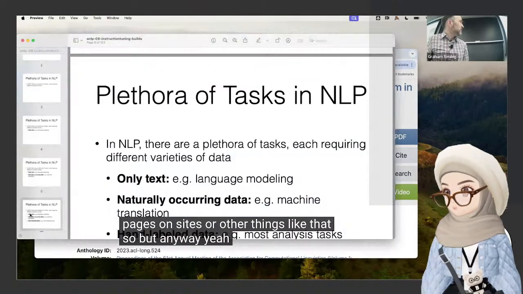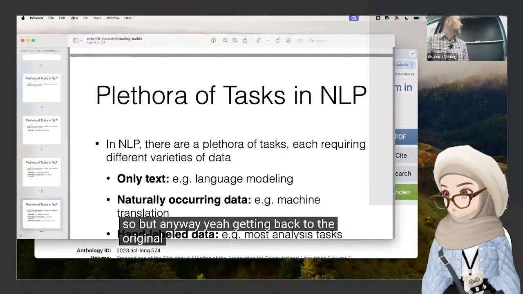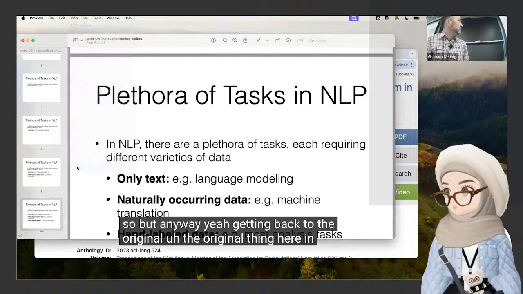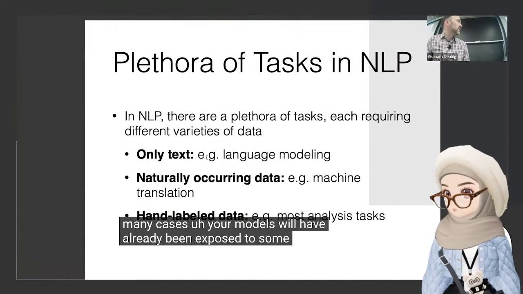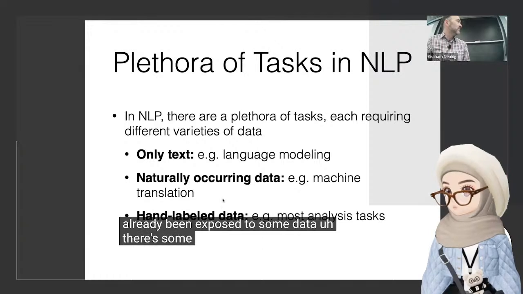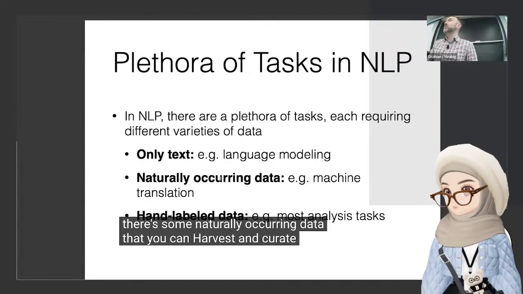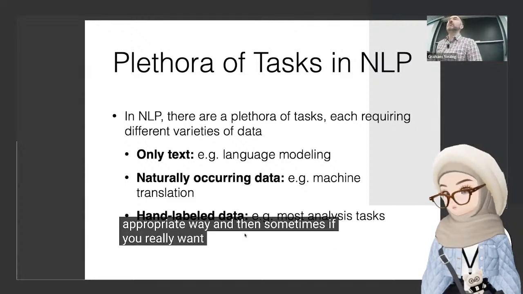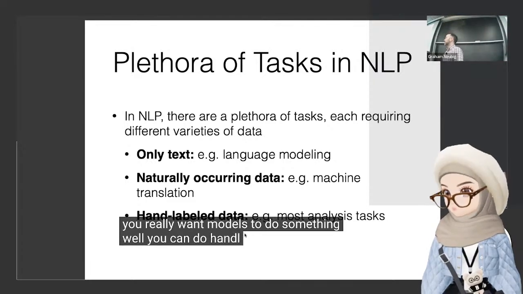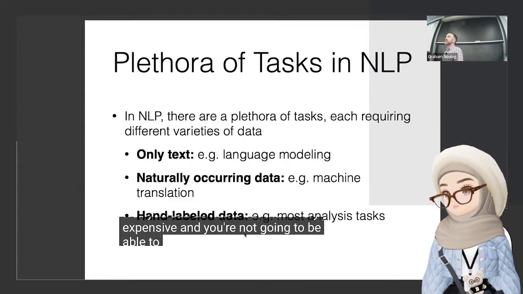But anyway, getting back to the original thing here, in many cases your models will have already been exposed to some data. There's some naturally occurring data that you can harvest and curate in an appropriate way. And then sometimes if you really want models to do something well, you can create data later, but that's very expensive.